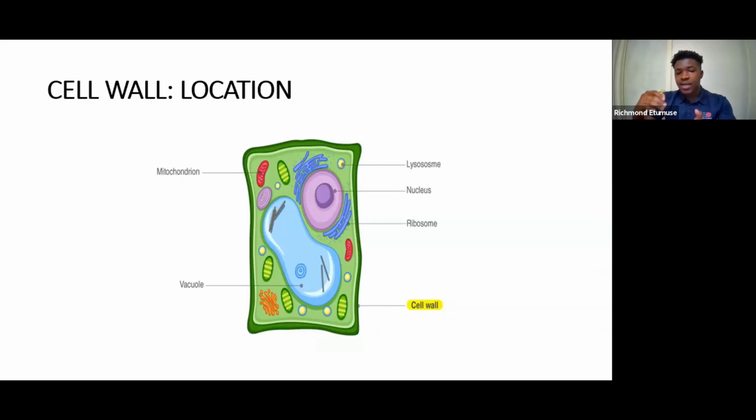A cell wall is located on the outer layer of the cell, as we talked about on the previous slide. A cell wall is found at the outer layer just outside of the cell membrane.